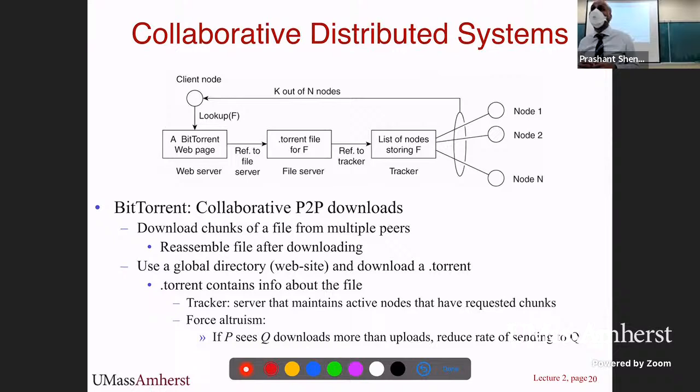So it provides you incentives, which is why it's a collaborative system, to essentially provide services to others and not just take services from others. So that's what is mentioned at the last point, which is saying it's forcing altruism. You want to be altruistic, not be selfish as a peer. That's one big idea that came out of this: if you want users to contribute services, you have to give them an incentive.